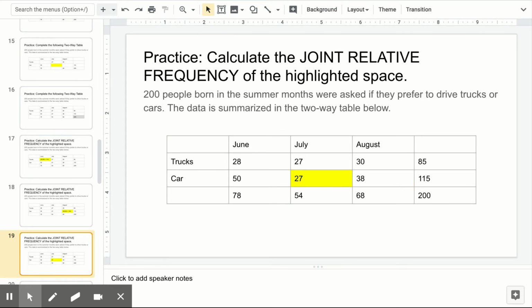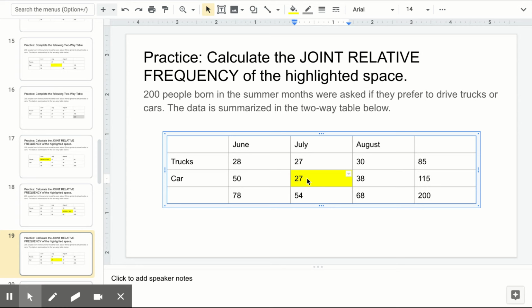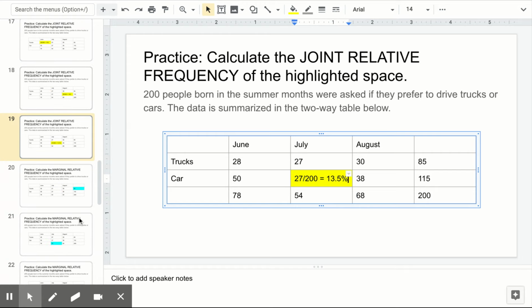This will be the last one that we practice. Go ahead and find that joint relative frequency for the highlighted part. So we should have done 27 divided by 200, which ends up giving us about 13.5%. Okay, so those are just your joint relative frequencies. Again, joint are the guys in the yellow. They're all on the inside there.